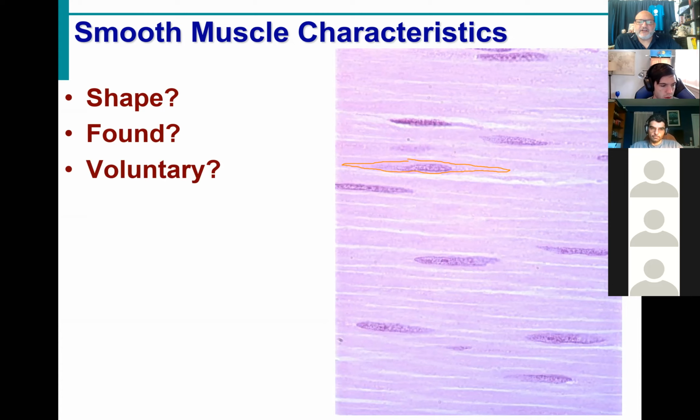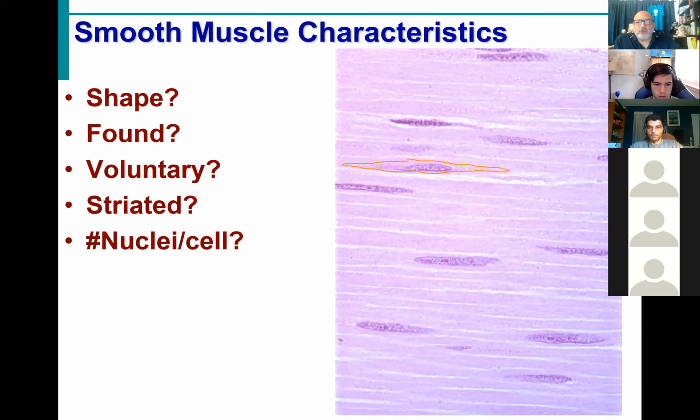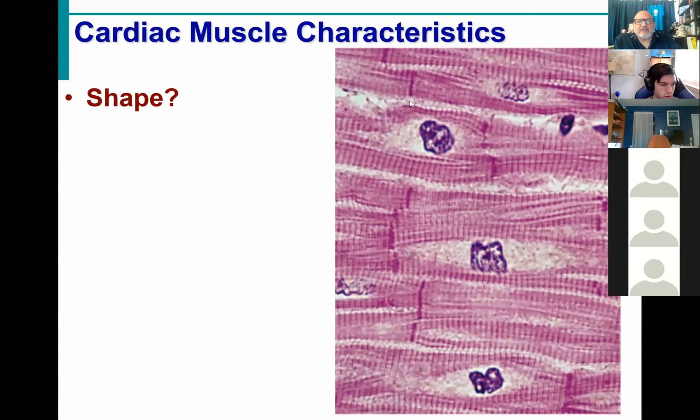Excellent. Voluntary, yes or no? No. Striated, yes or no? No. Number of nuclei, one or many? One. Excellent. And able to regenerate? Yes. Most efficient. Yeah, absolutely. Most efficient of all of them. And then lastly, cardiac muscle.